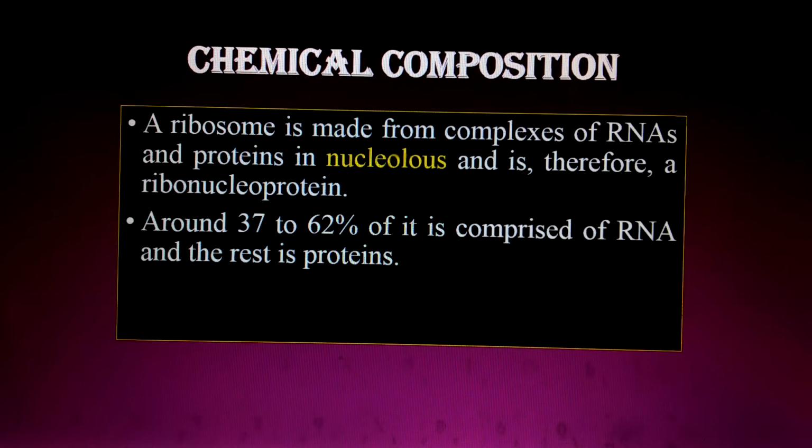Now, chemical composition. A ribosome is made from complexes of ribosomal RNA and protein in the nucleolus, and is therefore referred to as a ribonucleoprotein. Around 37 to 62% of it is composed of RNA, meaning the ribosomal RNA, and the rest is protein. Is it clear? That's very interesting to know.